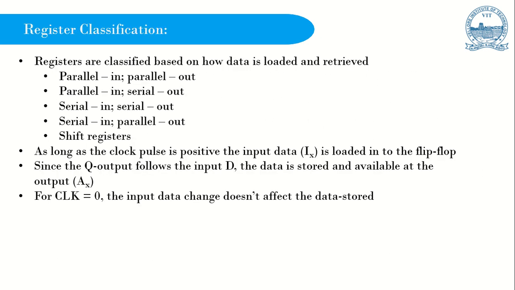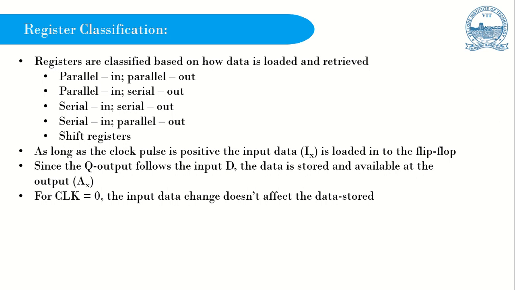Regarding register classification, based on how the data is loaded into the register and how it is retrieved from the register, the registers are classified as parallel in parallel out, parallel in serial out, serial in serial out, serial in parallel out configuration, and then the shift registers. Parallel in means if we have n bits of information, we are able to store all the n bits simultaneously into the register and read them simultaneously, then it is referred to as a parallel in parallel out configuration.